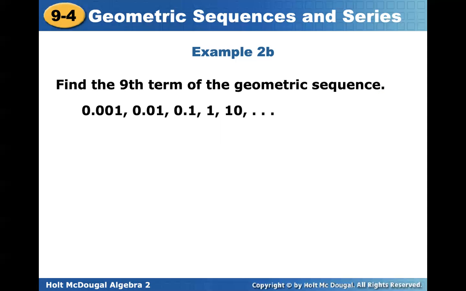Find the 9th term of the geometric sequence. Once again, what do we need to know to build our rule? We need to know the first term, which we have. I can just circle that. And then we need to find our ratio.